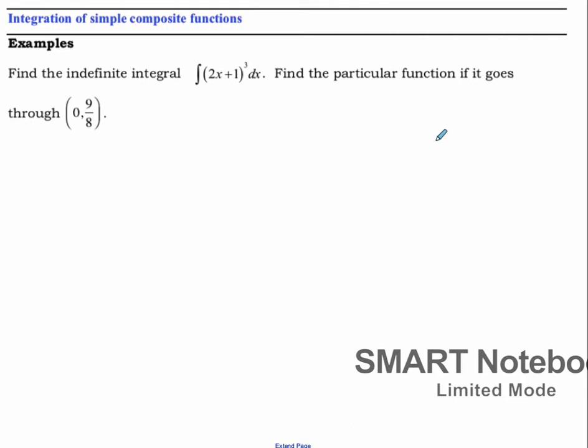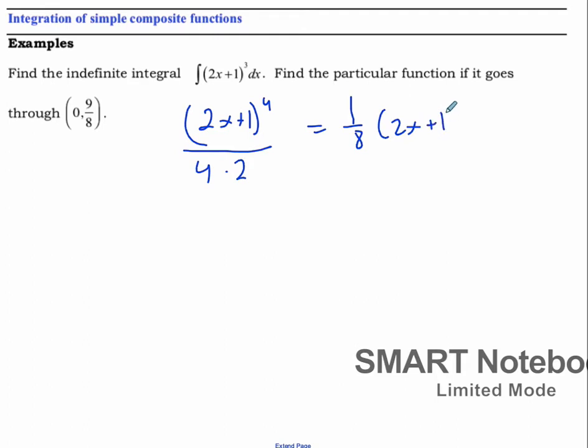Okay, let's take a look at this one. To find this integral, it's a linear factor, so I can increase the exponent by 1 and divide by 4 and divide by 2. So we have 1 over 8 times (2x plus 1) to the power 4, plus c. Then we substitute this in to find out what the c value is, and we get the particular solution.